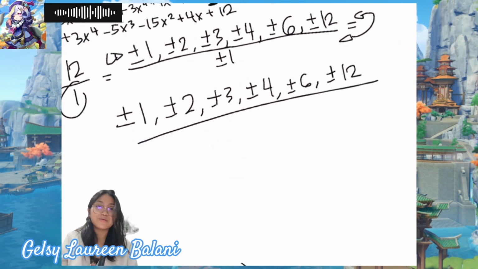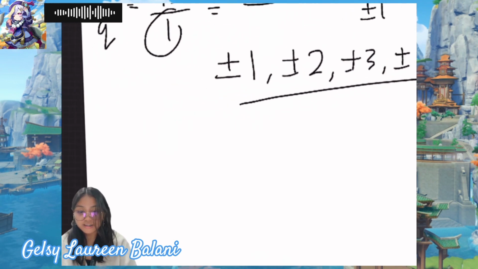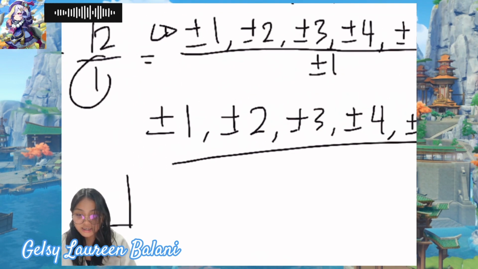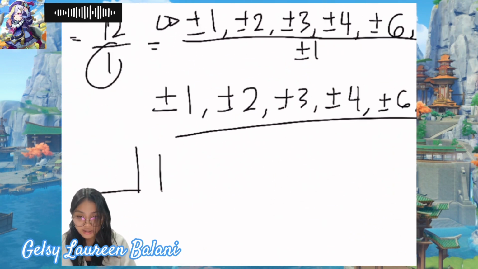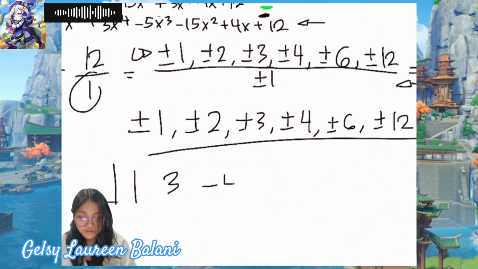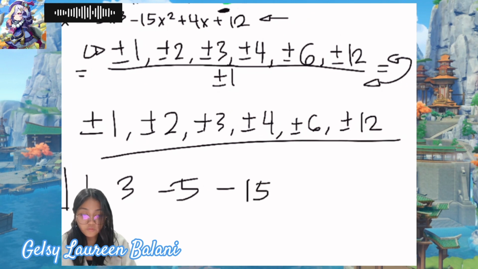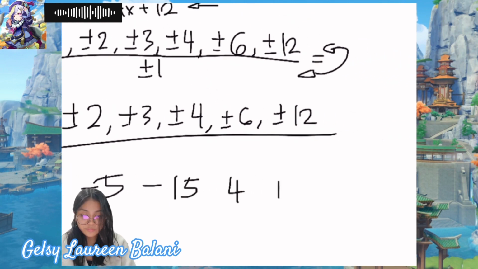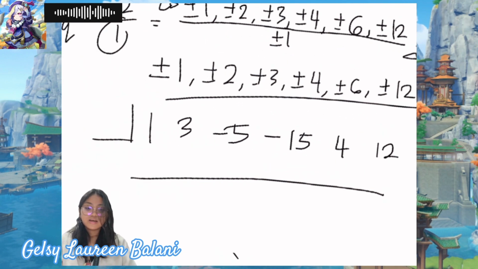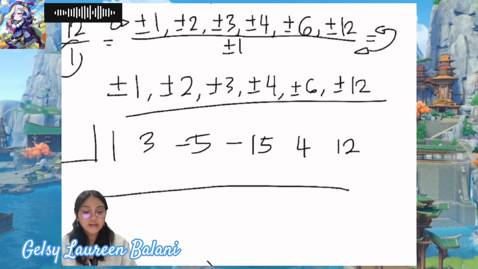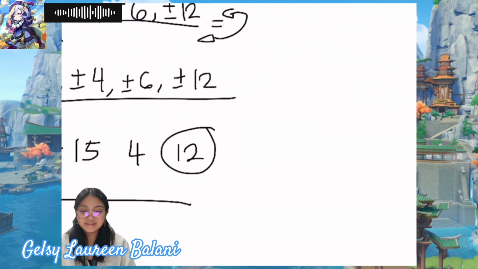Then, since we already have our possible zeros, we can now start with our synthetic division. Inside the synthetic is our standard form: 1, 3, -5, -15, 4, and 12. There. So what usually comes to my mind when I hear 12 is 2 for some reason.